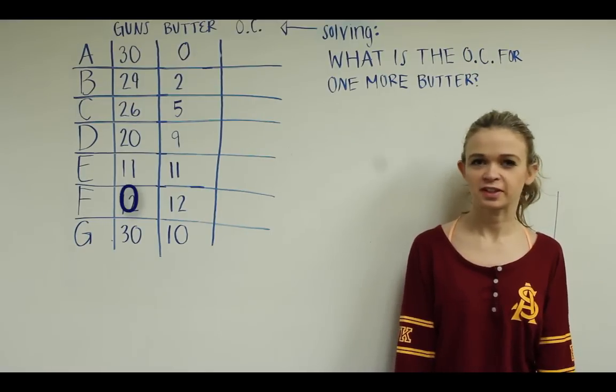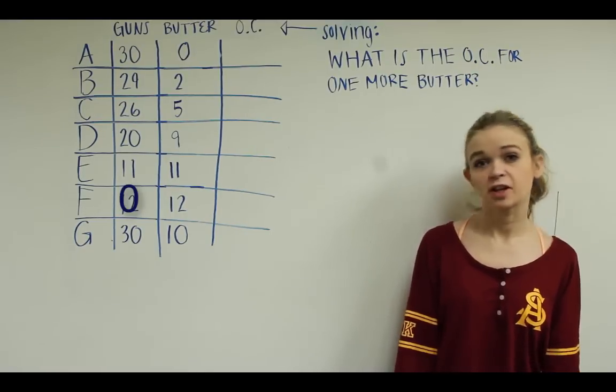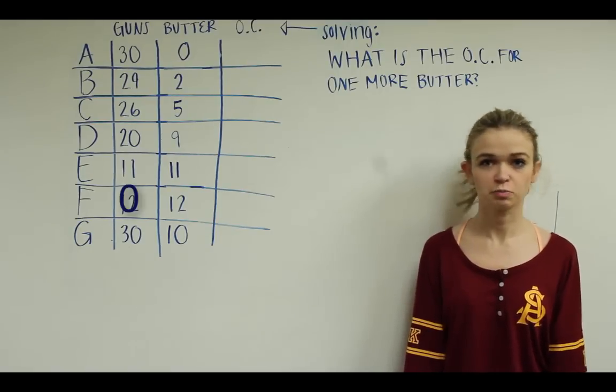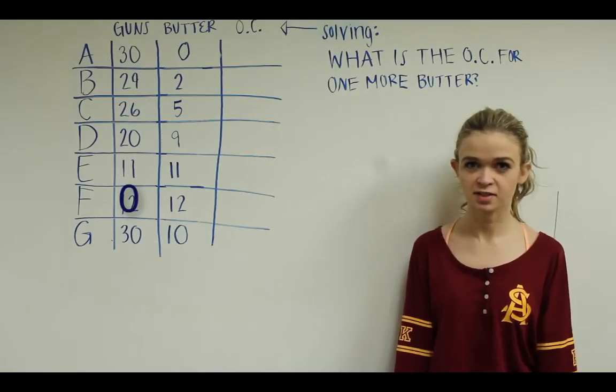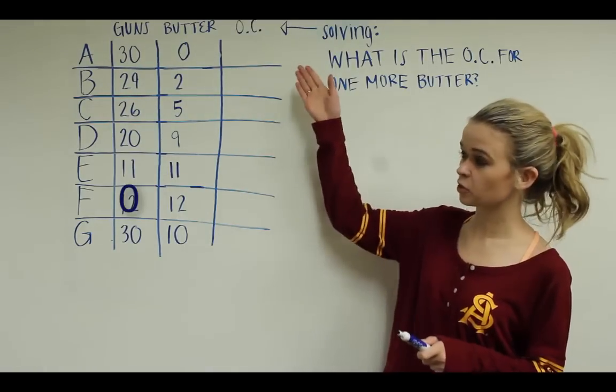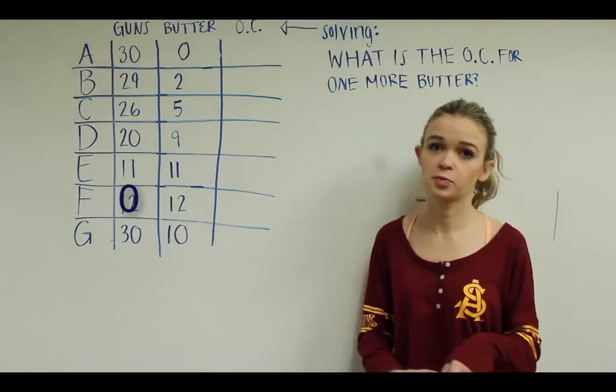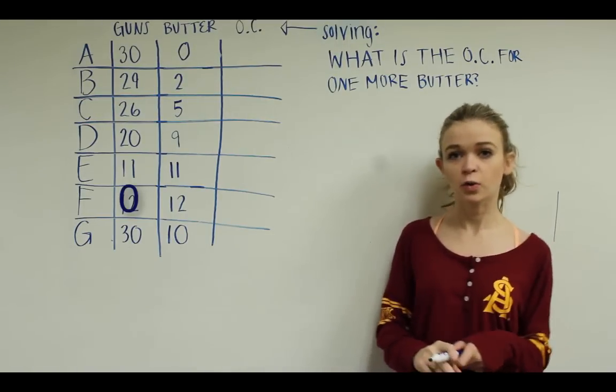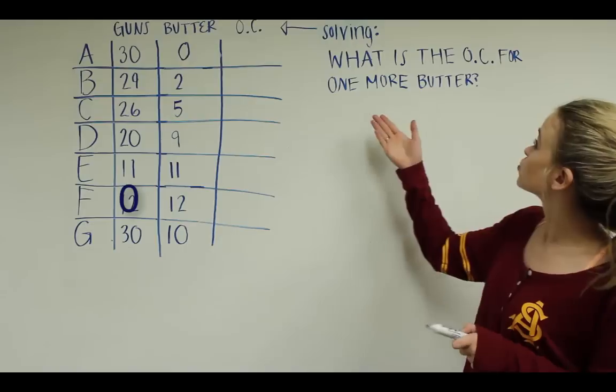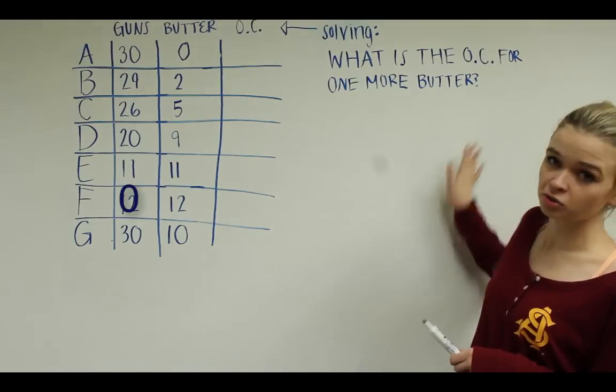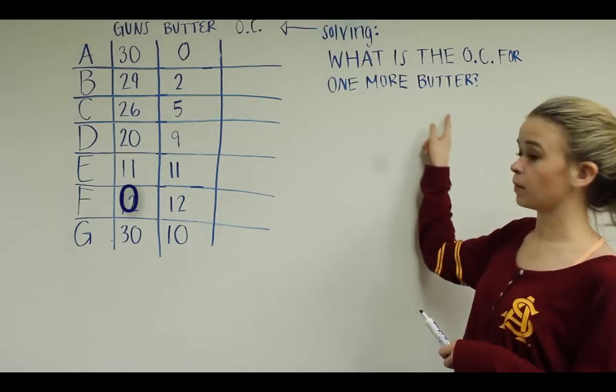From the Economics Tutoring Center, and today we're going to be working on production possibility curves, or PPC, and opportunity cost. Alright, so for this problem we're looking at the chart form of the production possibility curve, and the question we're attempting to answer is what is the opportunity cost, or OC, for one more butter?